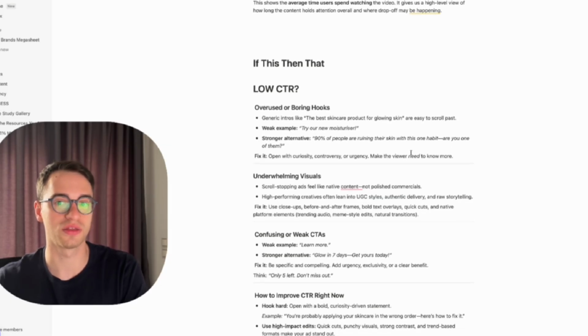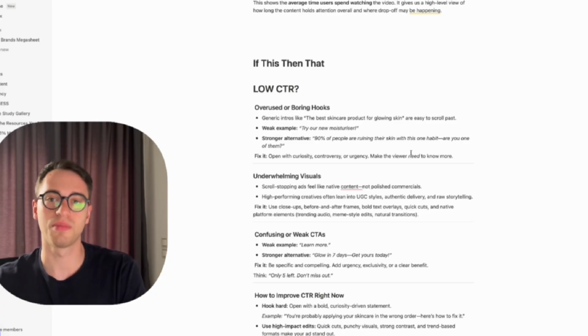The most common thing is that I'm seeing overused, boring hooks. For example, more generic intros like "the best skin product for glowing skin." These are very boring statements that the user can skip, and there are quite a handful of brands doing basically the same thing. So the point of action here is to be more specific and to have a statement that really captures the attention of the customer that we want to attract, but is also quite engaging, so they're going to stop the scroll and watch through the ads.